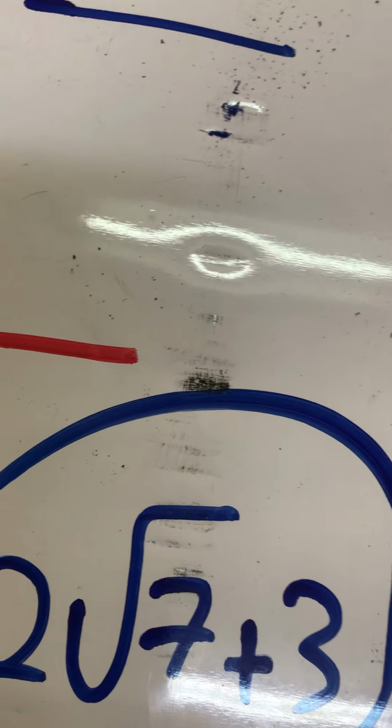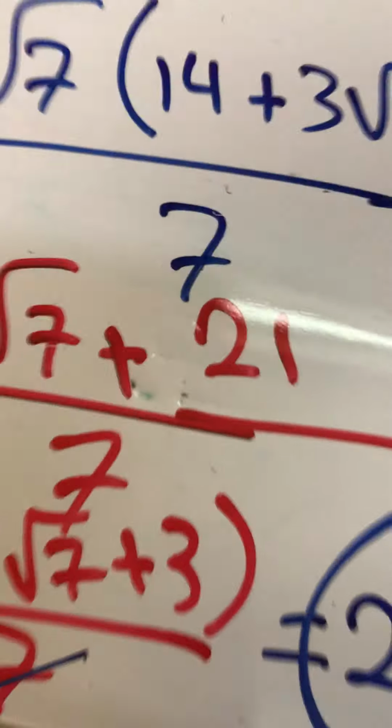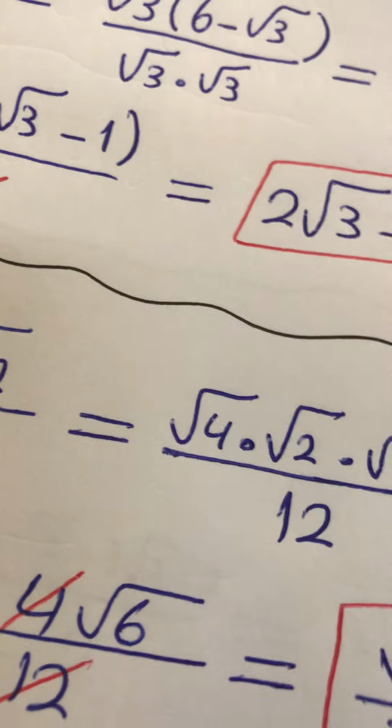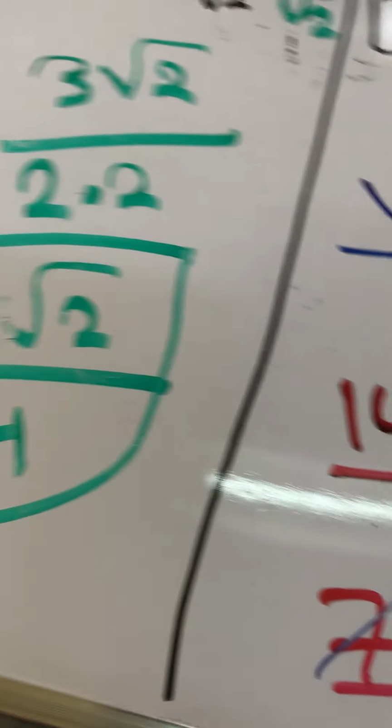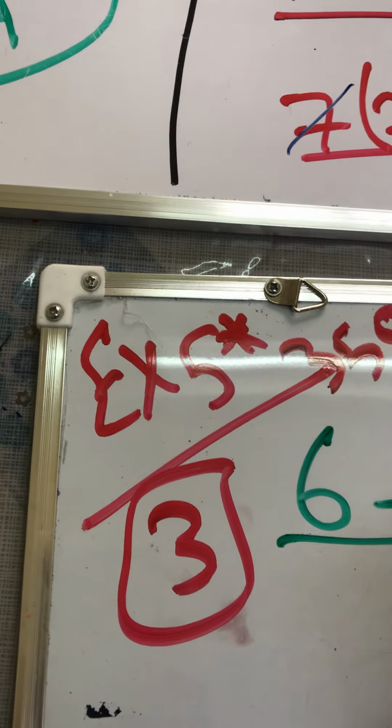Okay, yes, go with me. Still, I am still in exercise 5 star, question number 3. Let me change the board. Another board. Okay, still in exercise 5 star, page 358, number 3. Now in number 3 we have (6 − √3) over √3.